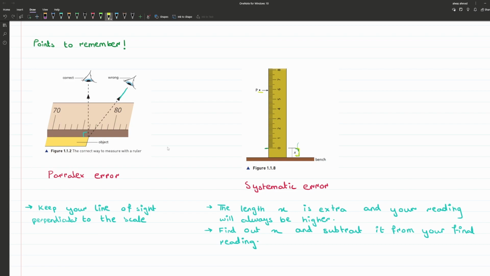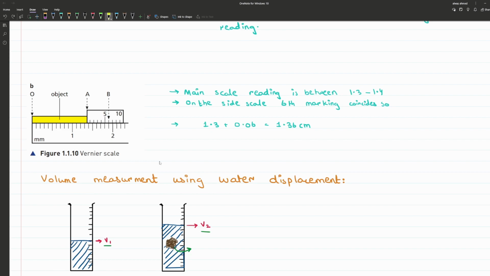The easiest solution to this is that we calculate x using another scale, for example, and then we subtract x from our original reading. Now we're going to be talking about Vernier scales and how to use them.